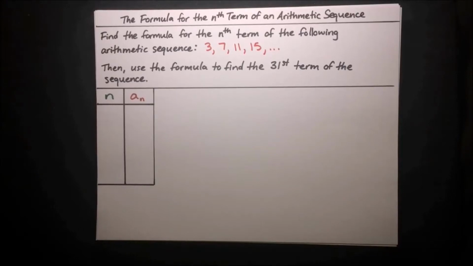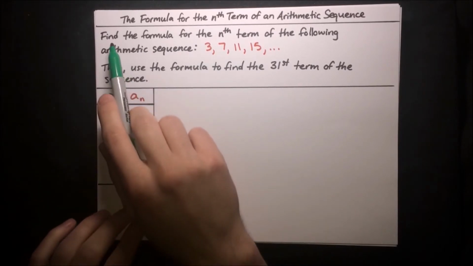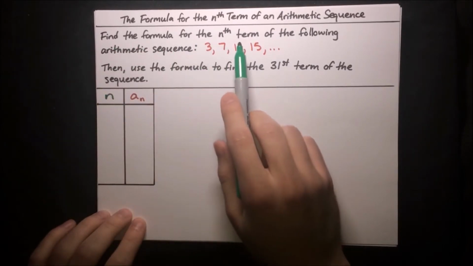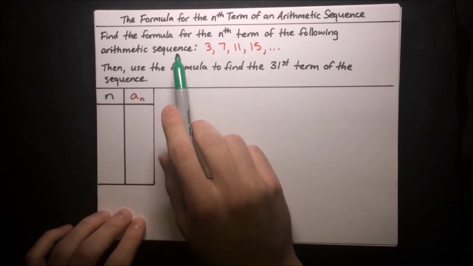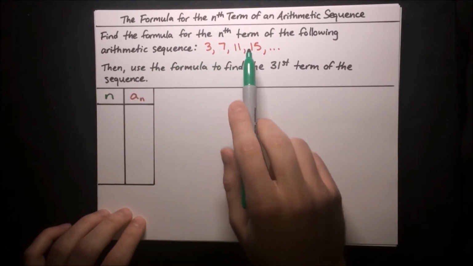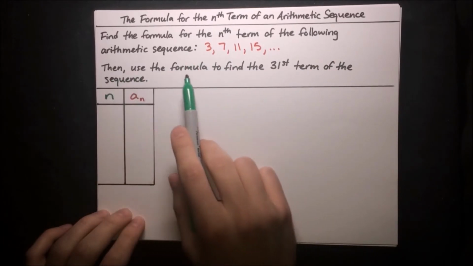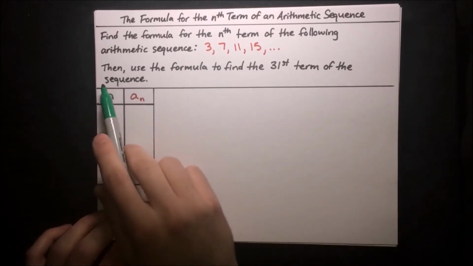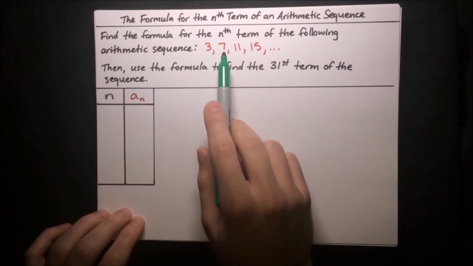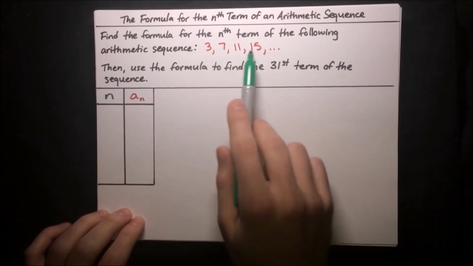In this video, I'm going to show you how to find and use the formula for the nth term of an arithmetic sequence. So here's our first problem. We want to find the formula for the nth term of the following arithmetic sequence: 3, 7, 11, 15, and so on. And then once we have that formula, we'll want to use it to find the 31st term of the sequence. But for now, our focus is on finding the formula for the nth term.